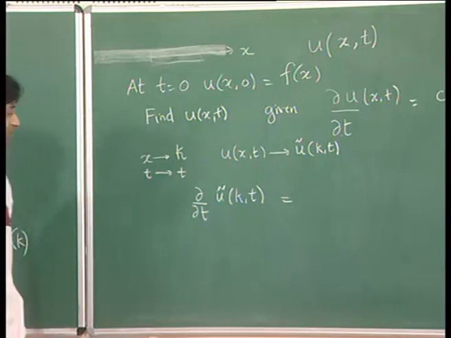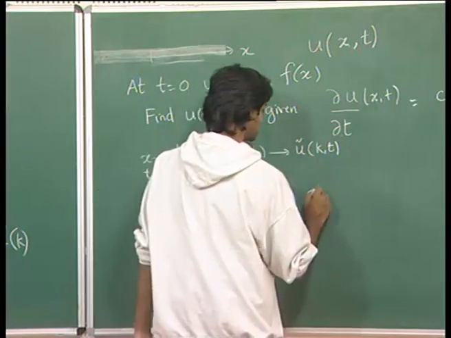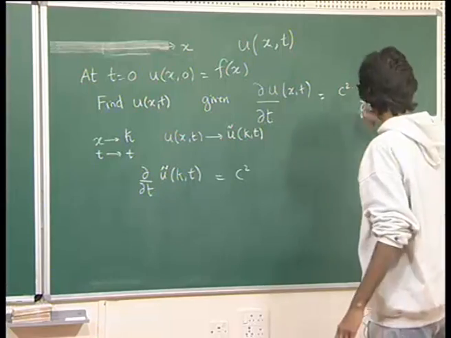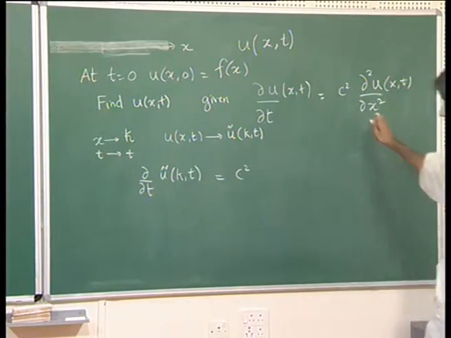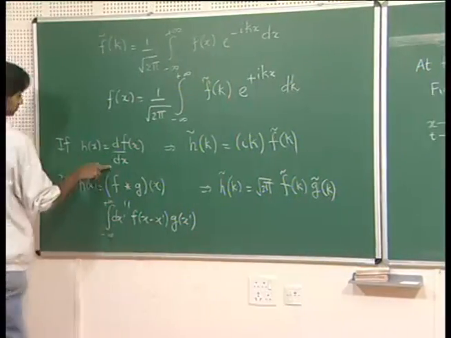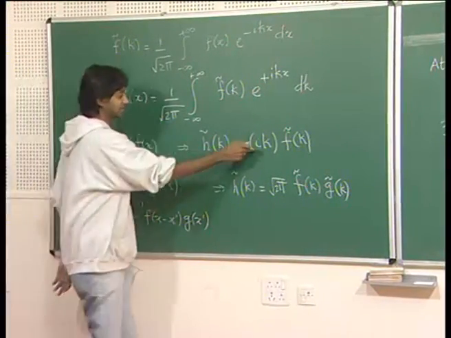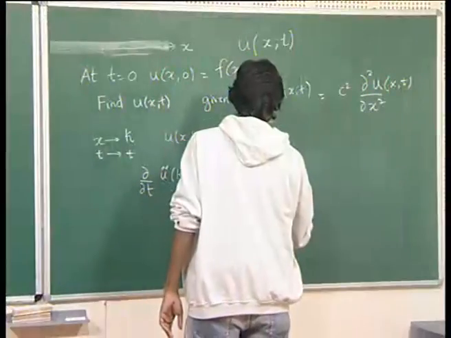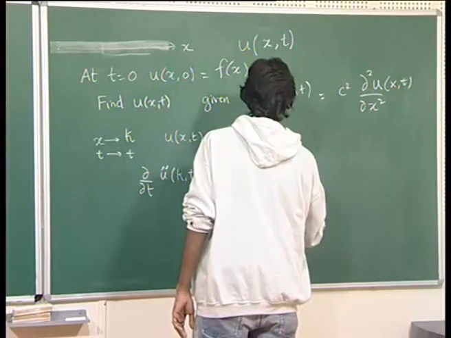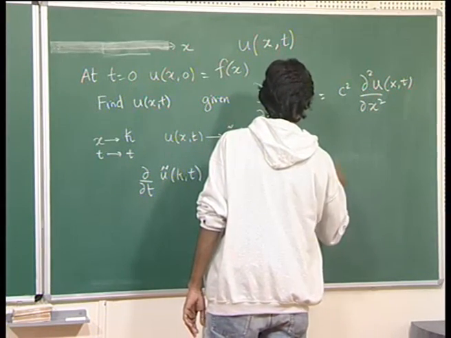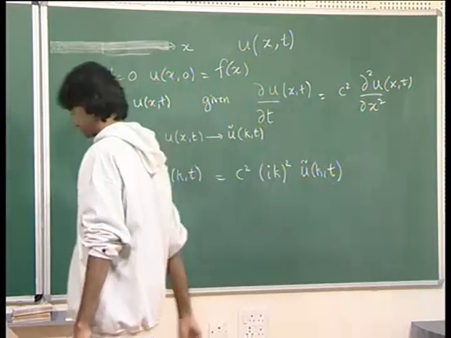The right hand side you get c square times the Fourier transform of this derivative. Okay. And this is where you use this theorem, that the Fourier transform of the first derivative of a function is i k times f tilde of k. So, the Fourier transform of the second derivative will be nothing but minus k square u tilde of k, t. Okay. So, you can show this.